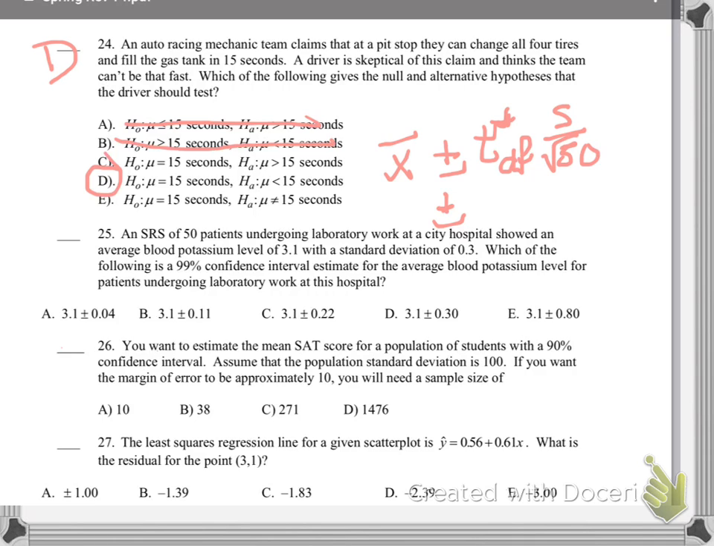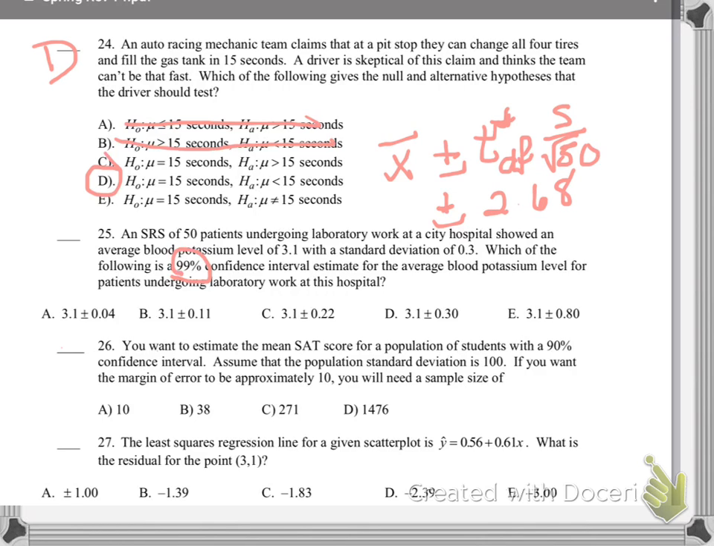So let's go find my t star. If I have a 99 confidence interval, so that means for my critical value, I'm going to go to inverse t, and I'm going to put in 0.005, because that's half of 0.01, with the degrees of freedom of 49. And I get 2.68.